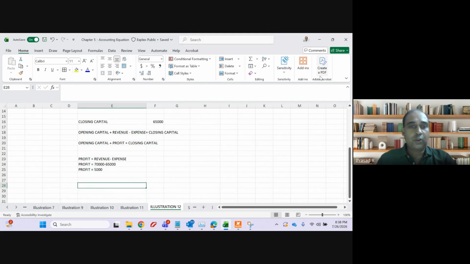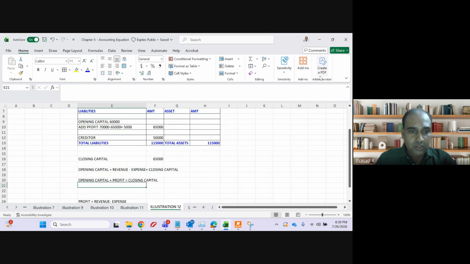Profit equal to 5,000. And how did I get closing capital? Opening capital plus profit equal to closing capital. So plot the numbers here. Opening capital was how much? 60,000. Profit was 5,000. My closing capital was 65,000.